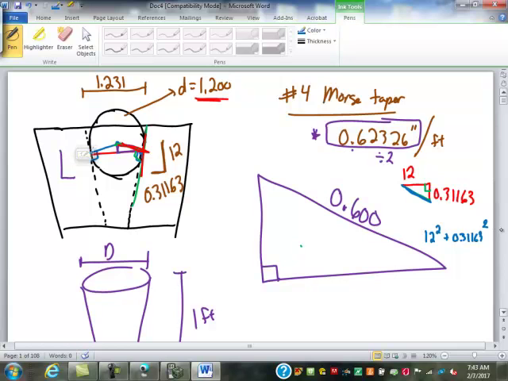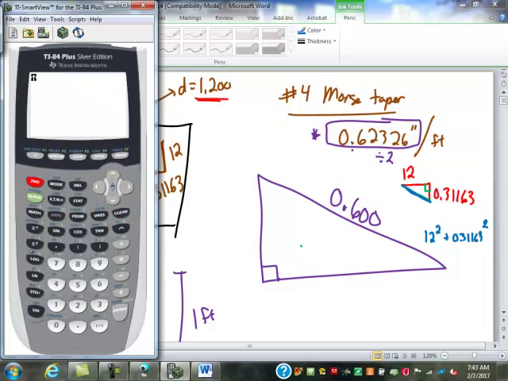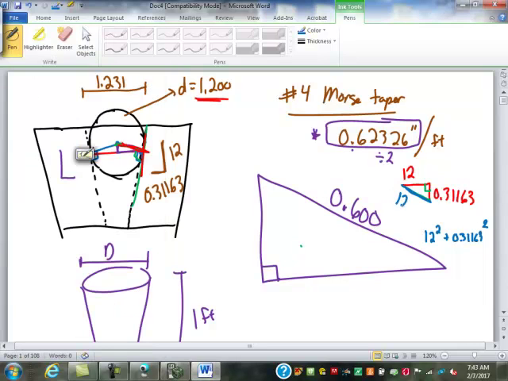A squared plus B squared equals C squared, right? So the square root of 12 squared plus 0.31163 squared. How do you know that number is one of your sides of the triangle? It's just a ratio. It's not one of the sides of the triangle, but the sides of the triangle have to have that same ratio because that's the aspect ratio.